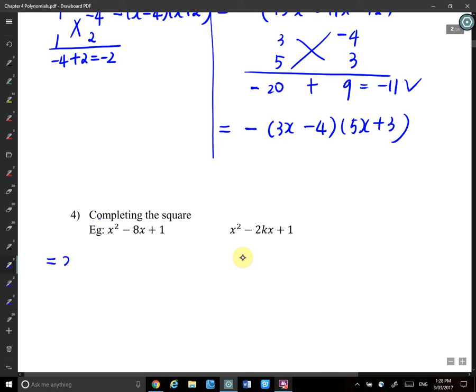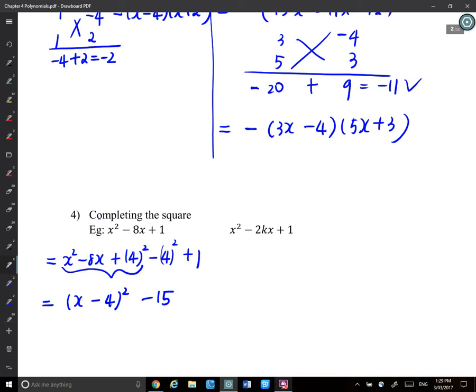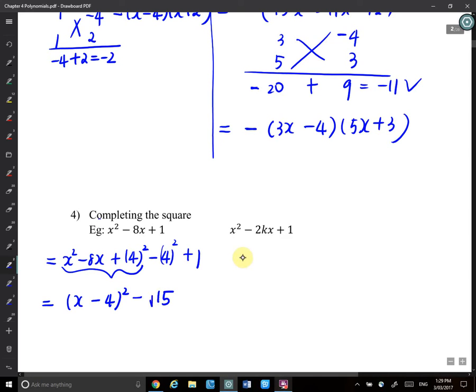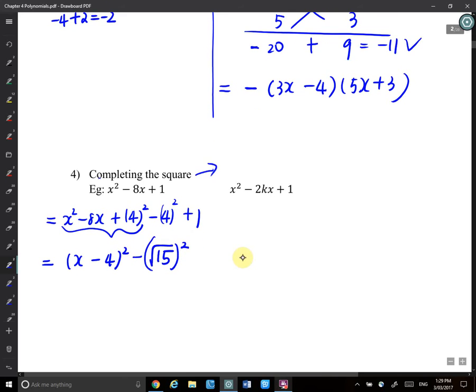So I will do completing the square. It's x squared minus 8x plus half of the b squared minus half of the b squared, and you still have the constant at the back. So those three can be completed together: x minus 4 squared minus 16 plus 1 is minus 15.